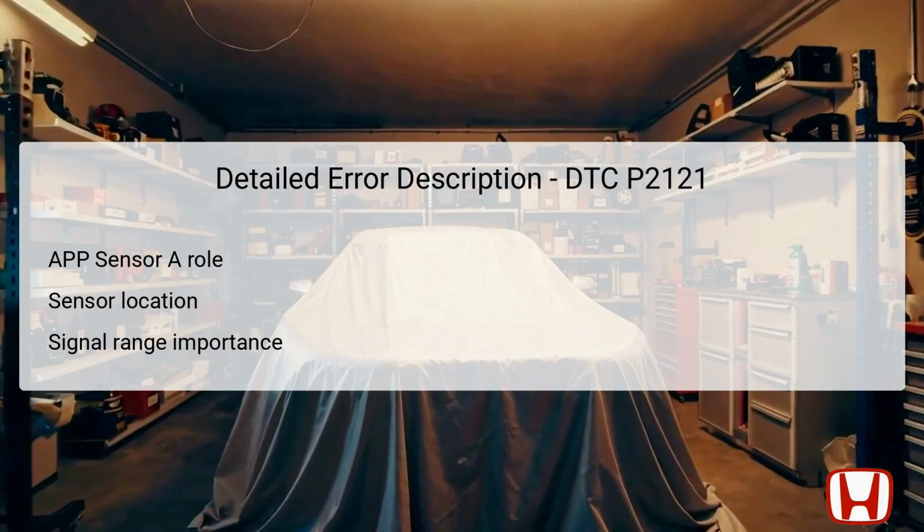If the signals from this sensor are too low, such as less than 0.69 volts, or too high, like more than 4.99 volts, the PCM detects this anomaly and triggers the DTC P2121. Understanding the exact operating parameters of this sensor is essential for diagnosing the issue effectively.